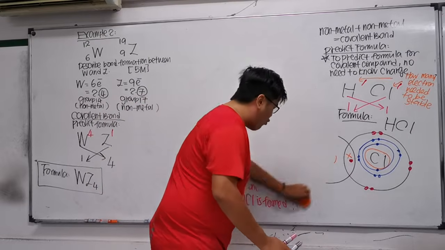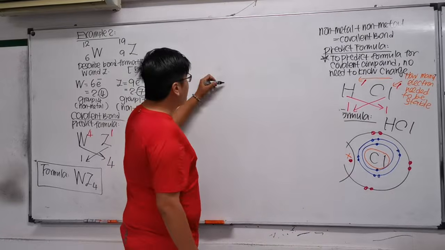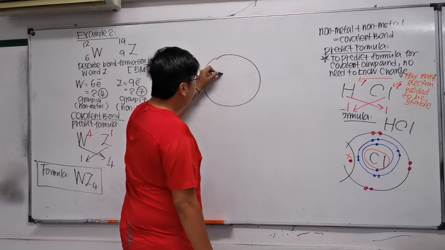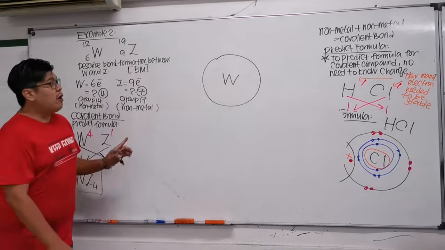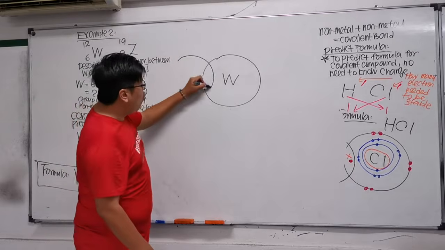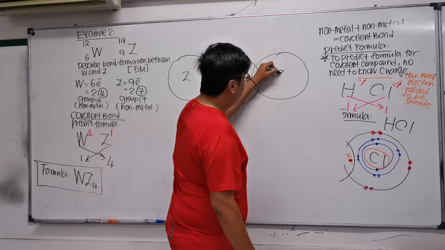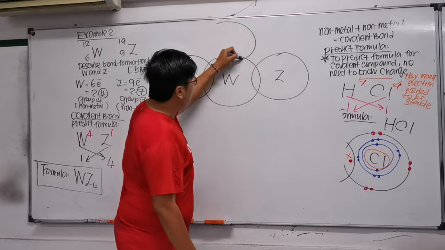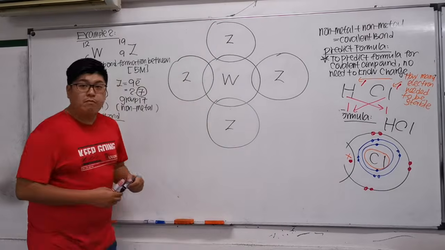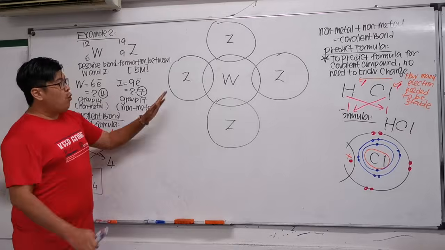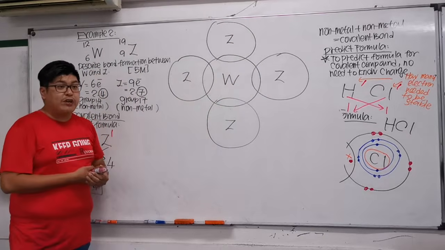Okay, so we should put the W in the right middle. W will be hamburgered by 4Z. So how to put 4Z? 1Z on the left, 1Z on the right, 1Z on the top, 1Z at the bottom. Okay? That's it. 1 left, 1 right, 1 top, 1 bottom. That's how you put 4Z together, yeah?